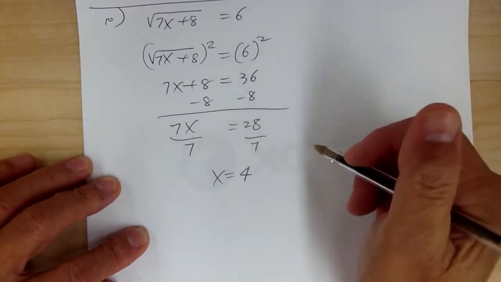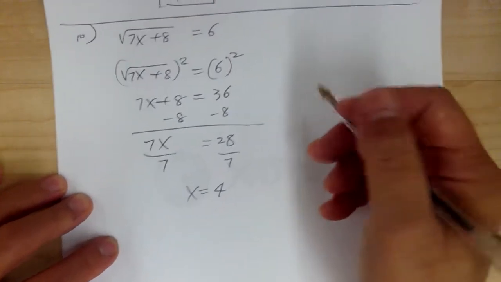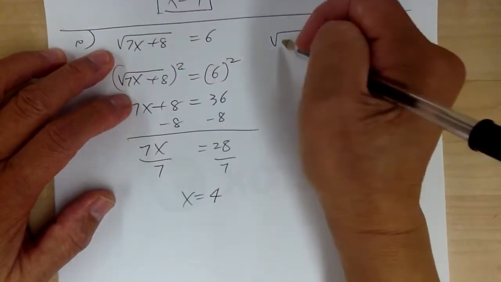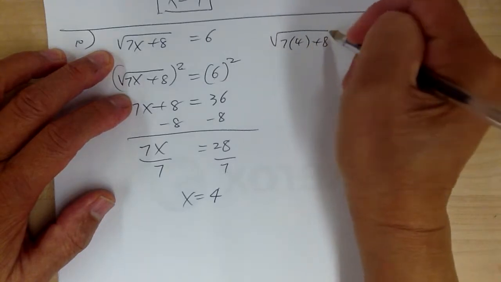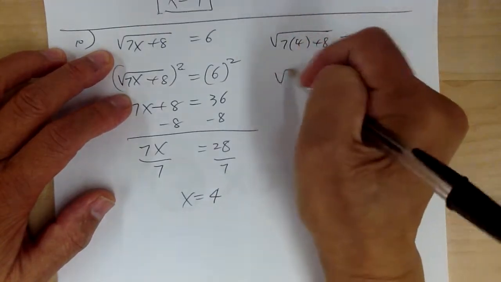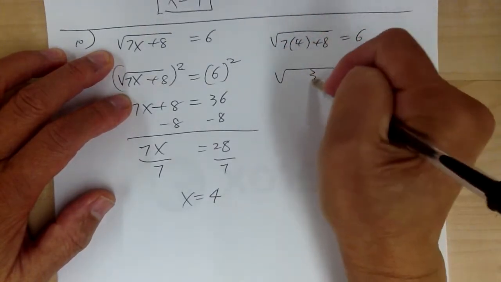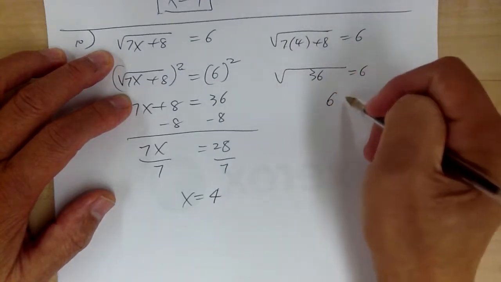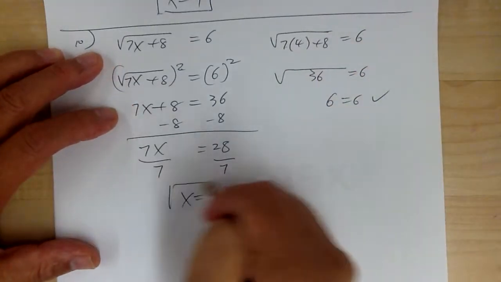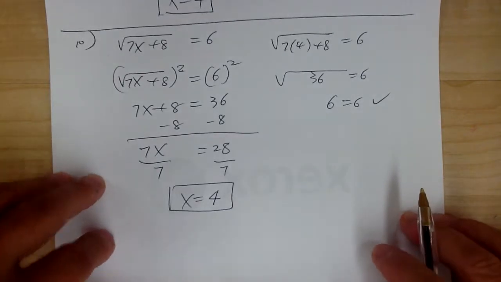Okay, now go ahead and check the answers. So square root of 7 times 4 plus 8 equal to 6. So 28 plus 8 is 36, square root equal to 6. So checks. So this is good. Once it checks out, it's good. Okay, let's go to number 12.